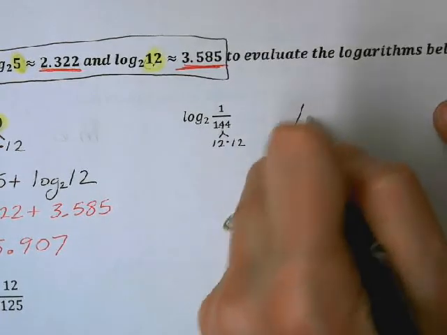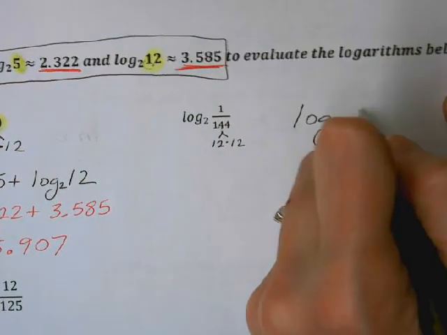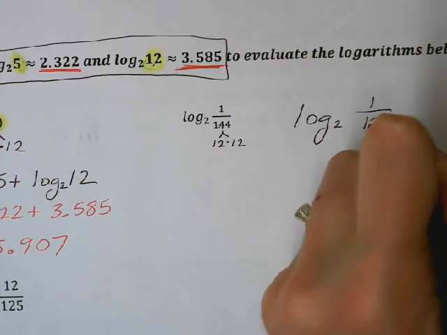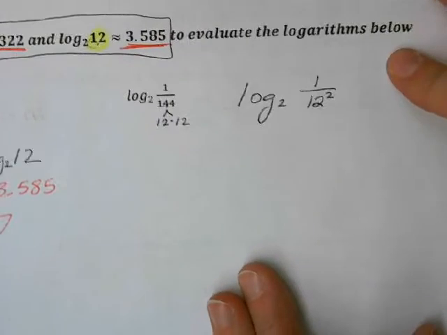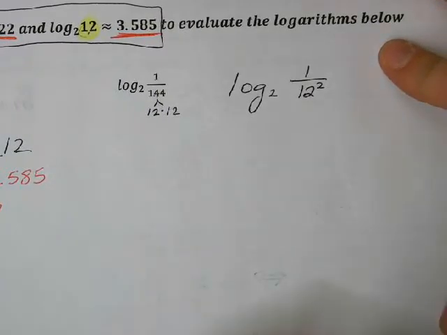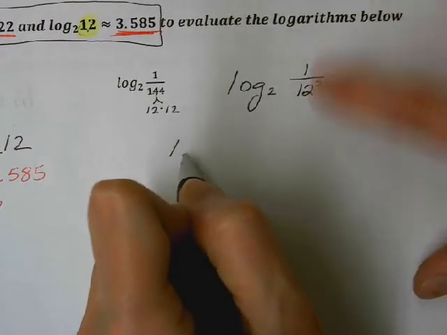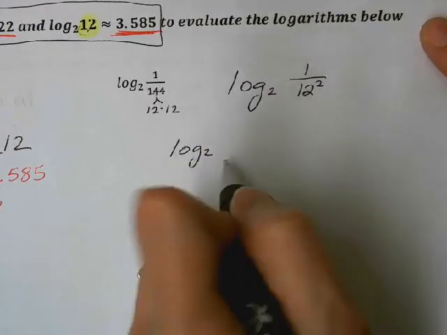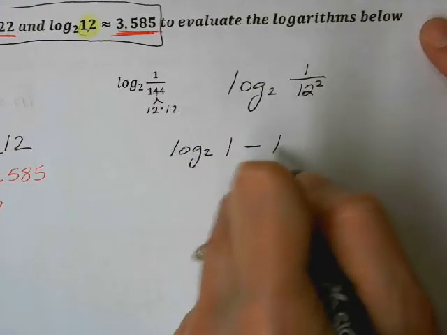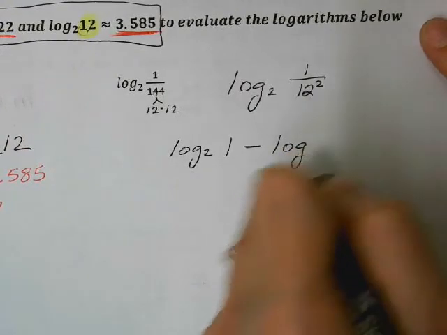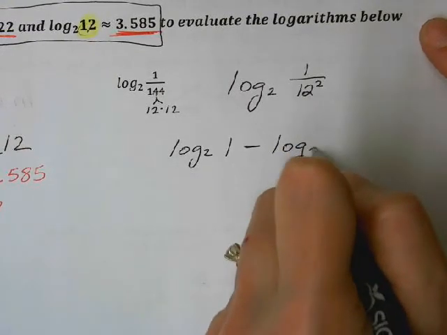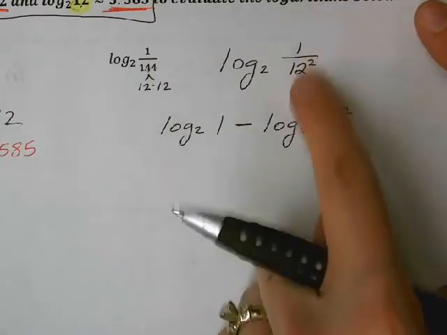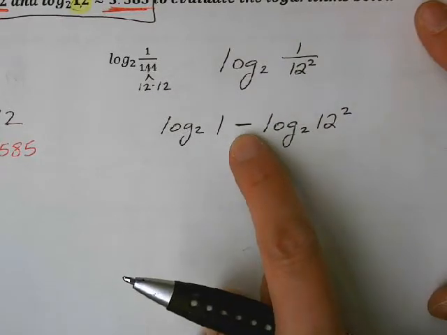Okay, so the problem right now, I have log base 2 of 1 over, it's like we're saying 144 is like 12 squared. So it's a fraction, a quotient. So you should rewrite it as log base 2 of 1 minus, because quotient was the subtraction, log base 2 of 12 squared. Does that make sense?